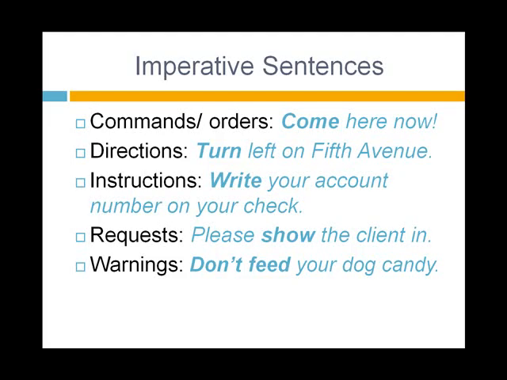As I mentioned, imperative sentences are used to do different things. We can give commands or orders. Come here now. Give directions. Turn left on Fifth Avenue. Give instructions. Write your account number on your check. Make requests. Please show the client in. And issue warnings. Don't feed your dog candy.